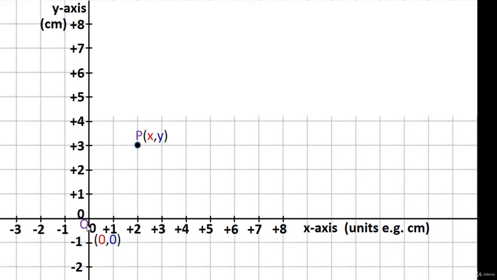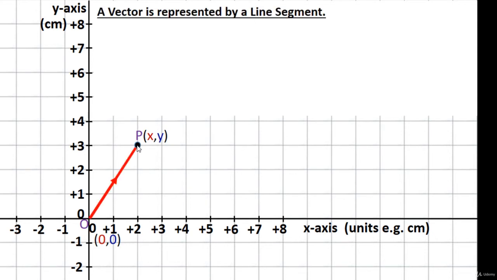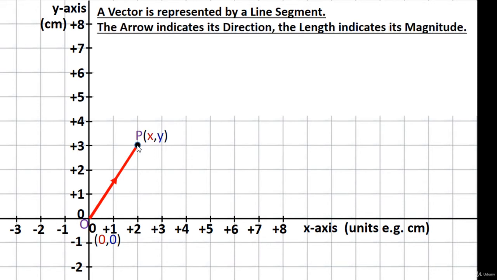We have 2 points, O for origin, located at 0, 0, that's 0x and 0y, and a point P at position x, y. See, that's located by travelling 2 units in the x direction and 3 units in the y direction. So I just want to show the vector between O and P. So the vector is represented by a line segment. The arrow indicates its direction, and the length of this vector indicates the magnitude of the vector.